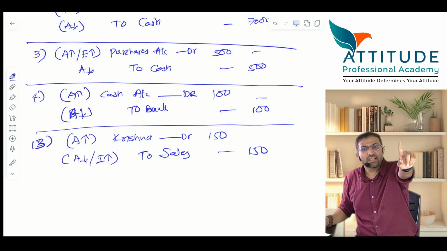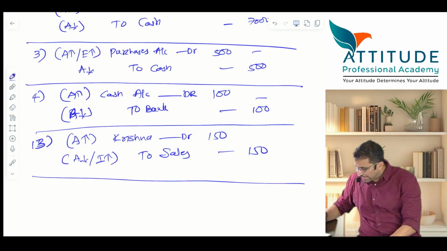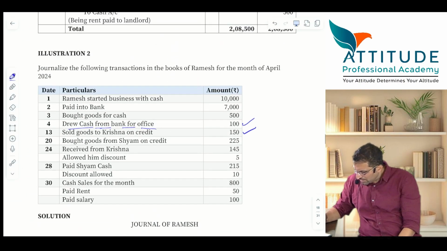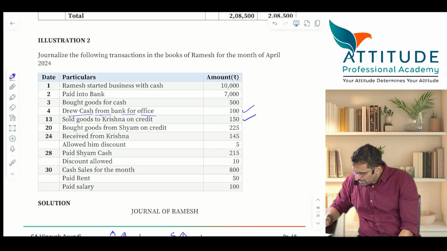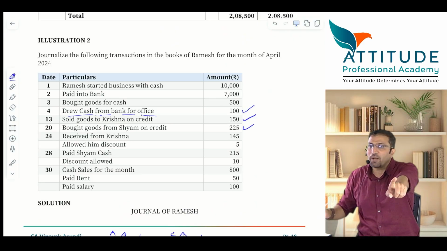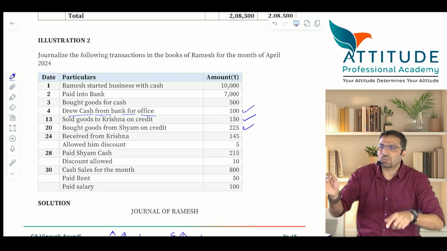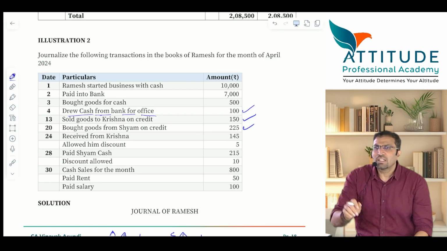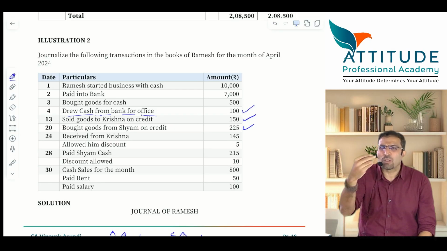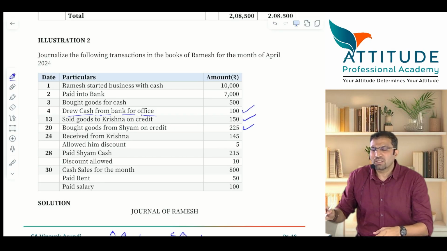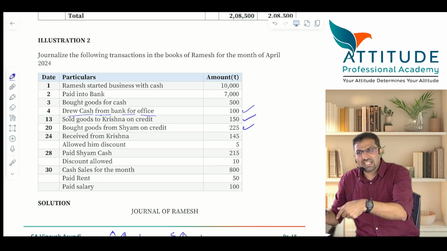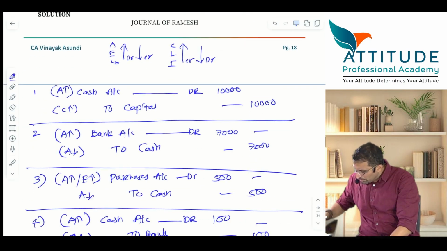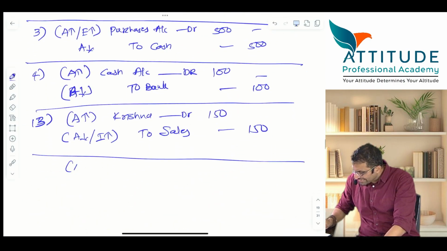Any difficulty? Okay. Next. Come down. Bought goods from Sham on credit. Now again ask the question, what did you get? First, what did you get? All of you should answer here. Open your mouth here. Come on, come on. What did you get? Goods are purchases. Understood? Purchase account debit. Asset increases or expense increases.